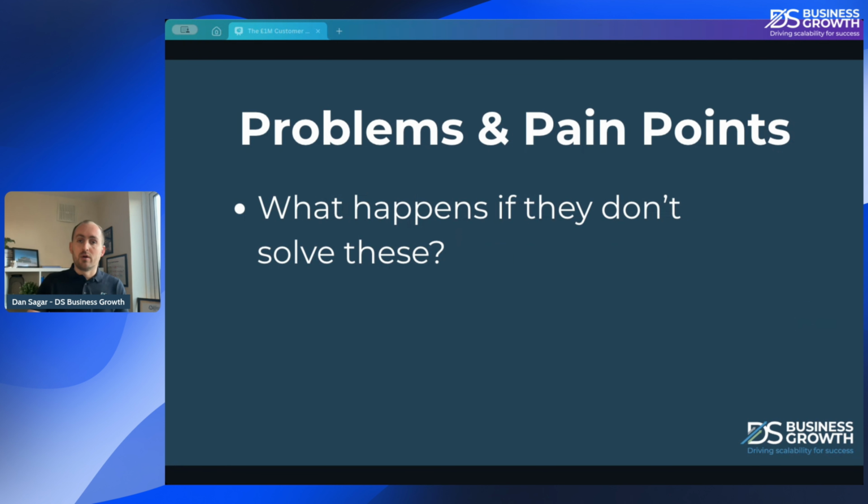Okay, what are the consequences? Sorry, what are the consequences if they don't solve these problems? So think about the problems that you identified. What happens if they're not solved? What happens if they're not rectified?